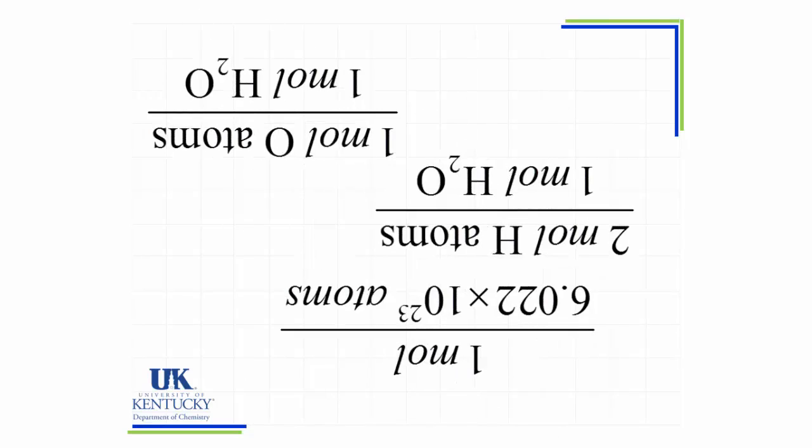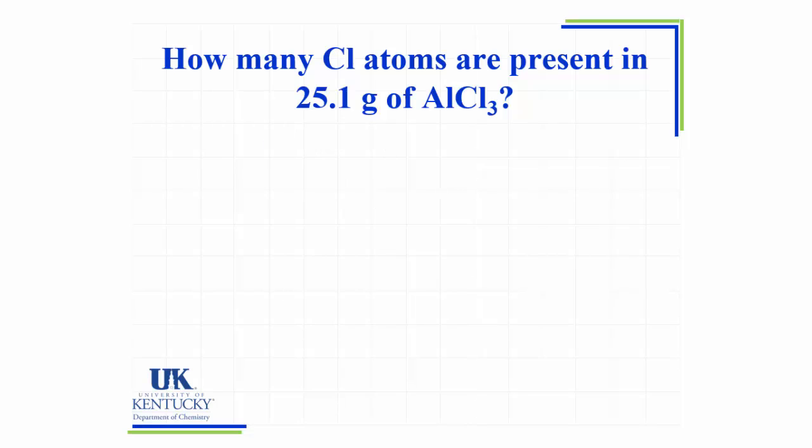And it's perfectly okay to say that 1 mole of water contains 1 mole of oxygen atoms, just as we said 1 mole of oxygen atoms is in 1 mole of water. Remember, any relationship that we set up as a fraction, we can invert as long as we keep the right numbers and units together. Let's look at an example of how we would use this information.